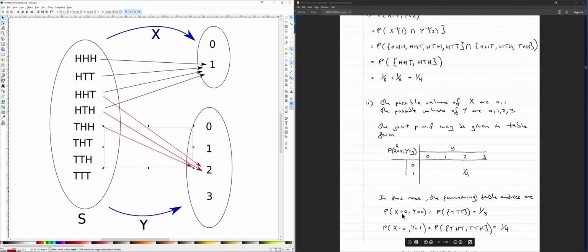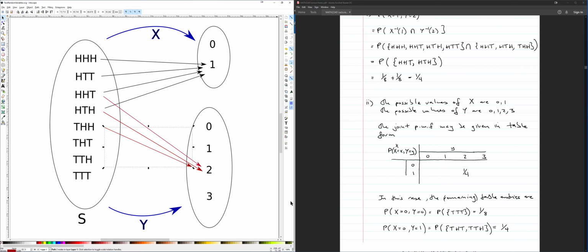So let's say I want probability x is equal to 0 and y is equal to 0, right? Well, x is equal to 0 means what? Remember, x is the number of heads on your first toss. So if x is equal to 0, it means that you have no heads on the first toss, which means that you have a tail on the first toss. Having a tail on the first toss would in fact be these 4 cases, right? So this is when x is equal to 0 over here.